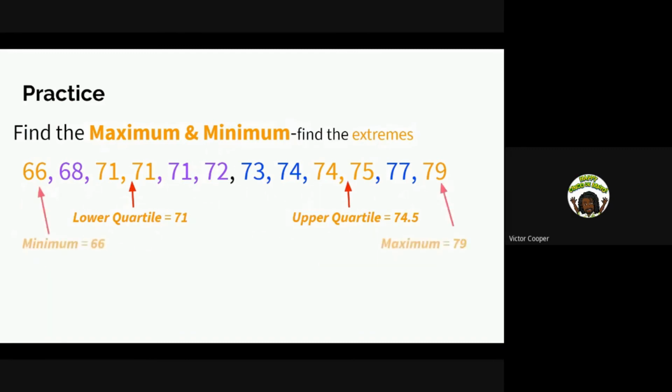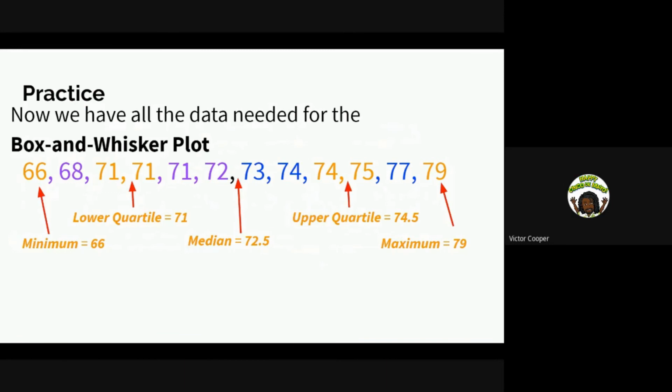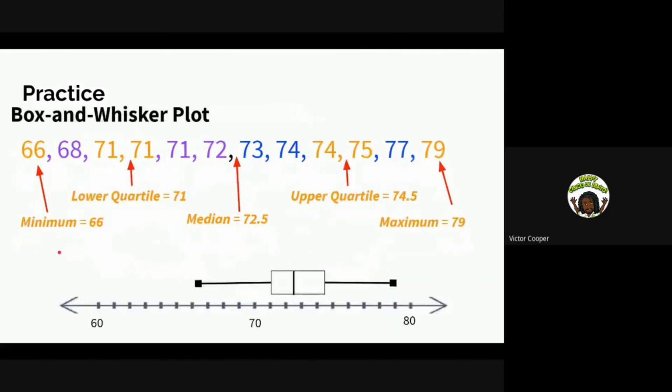Minimum and maximum are going to be a snap. It's just looking at what's the first number, what's the last number. What's our lowest number, what's our highest number. Okay? And remember, we already found the median earlier. So now we have all 5 values that we need to make our box and whisker plot. Okay? So number line, box is going to be made up of the quartiles and the median. The whiskers are going to be made up of the minimum and maximum. Okay, and that's what we have below.